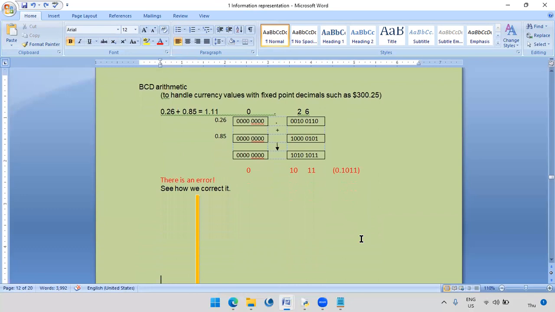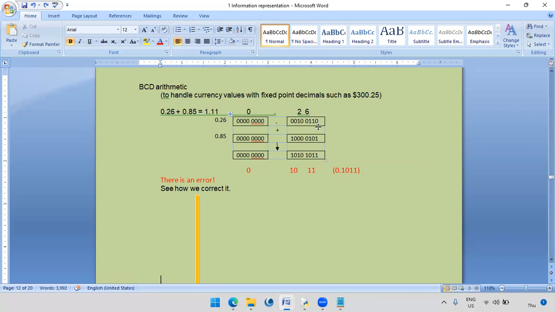And in BCD arithmetic, there is a problem. If you add 0.26 to 0.85 should be 1.11. So how do you represent 0.26? 0.26. This is 1 byte for this 0, the whole number, integer part. This is the decimal part, and in 26 this nibble is 2. Remember, one nibble for one digit in BCD. And this is 6. And 0.85, 0 point, this is 8, this is 5.